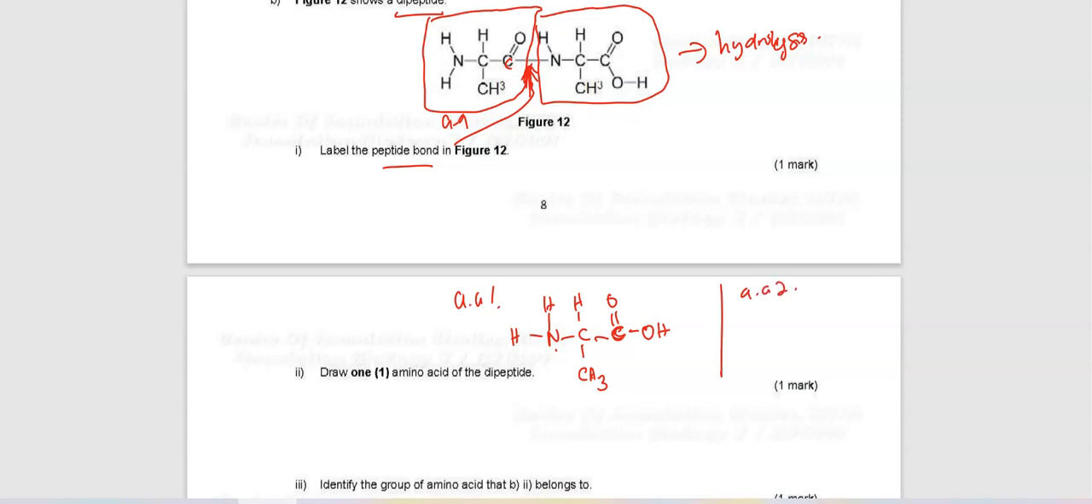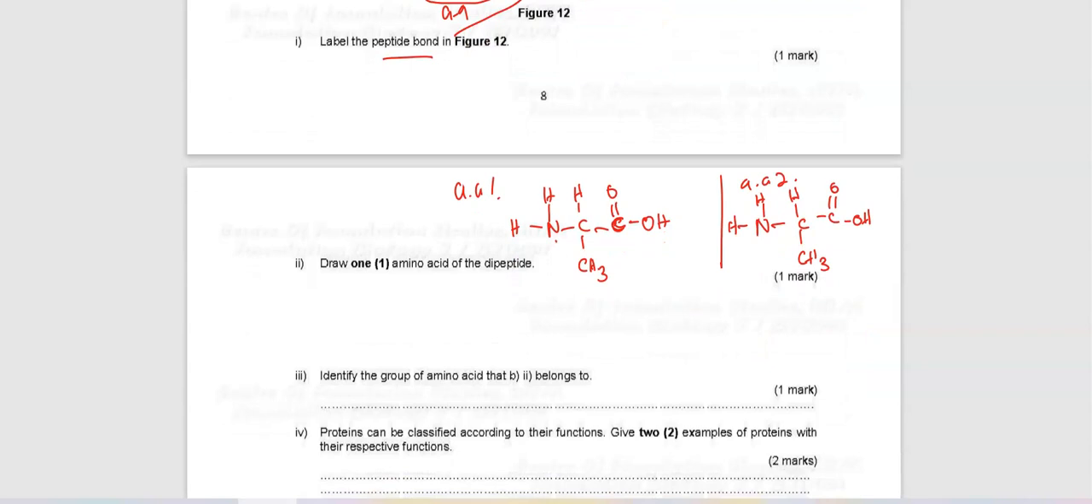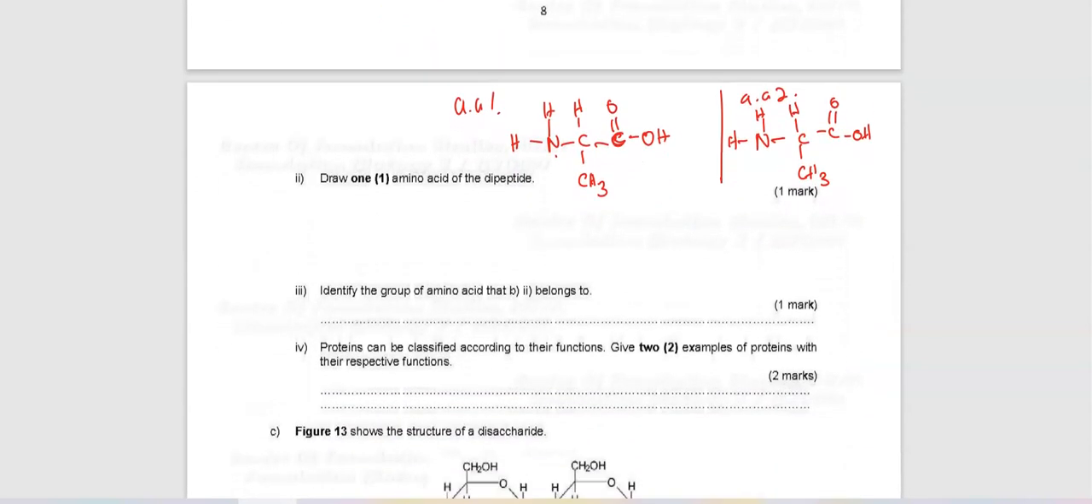Or you can draw the second amino acid. Okay, the second amino acid will be where you have the nitrogen, you add another hydrogen. Okay, and then just complete the drawing like that. Okay, so you just draw exactly what is given in the question. So that is 1 mark. So you have to draw it properly.